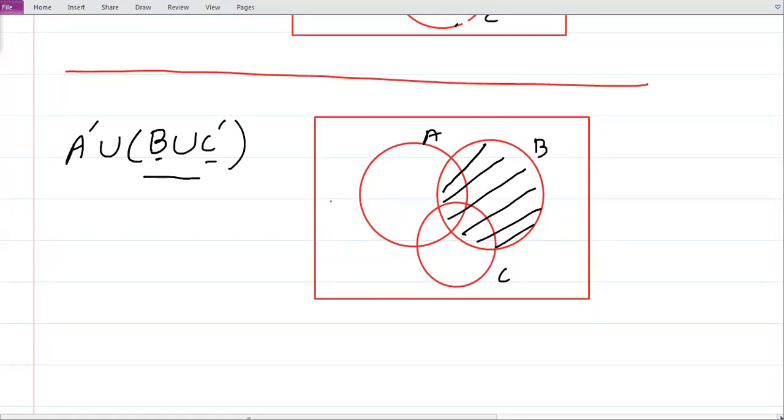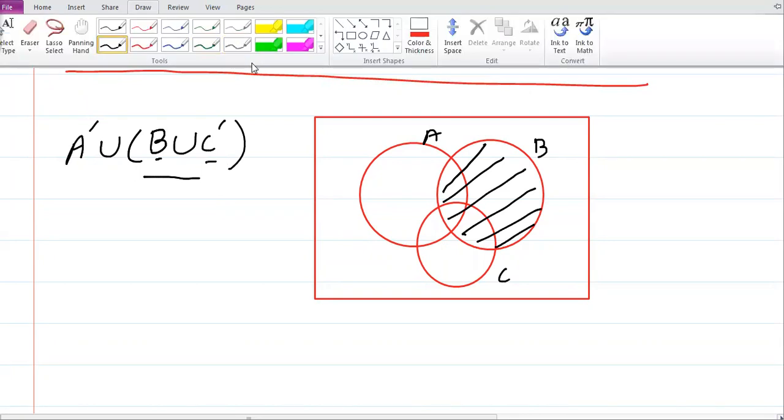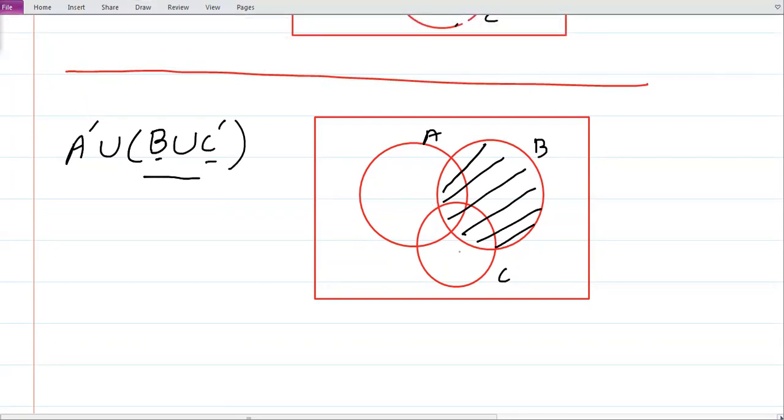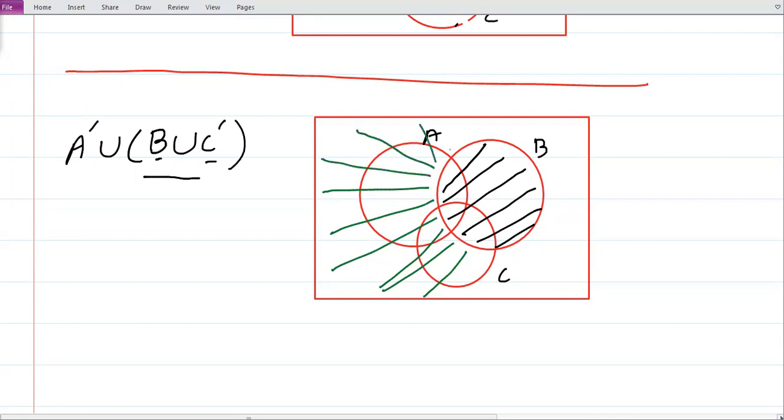Then C complement. C complement means outside the C. Everything outside the C you will consider. If you follow the instruction, then there will be no problem in doing that. Because next I'm going for the logical question. So obviously, if you are expert in doing this shading, oh my goodness, it should be outside the C.